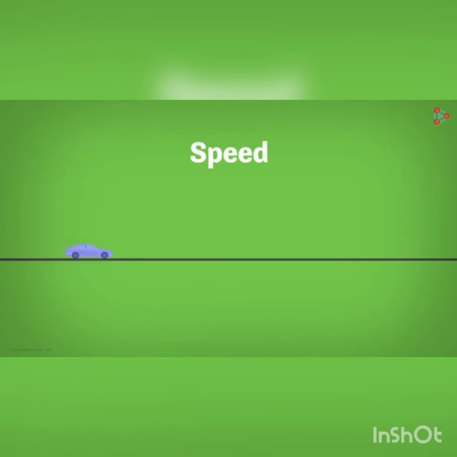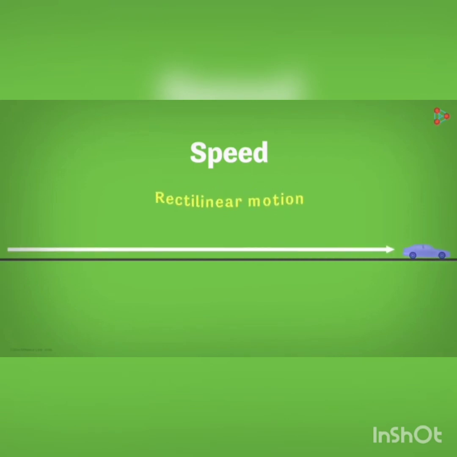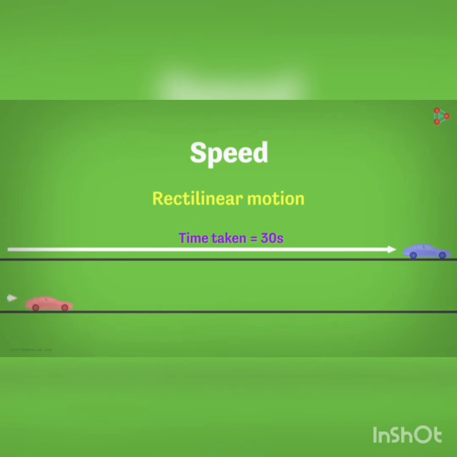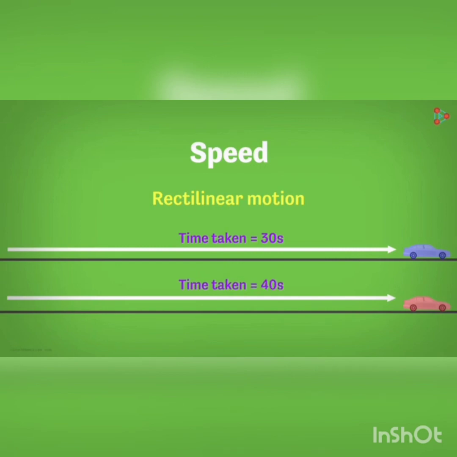Consider a car moving on a straight road. It is in rectilinear motion. Suppose the time it takes to reach the other side is 30 seconds. Now consider another car which is similar to the first one. It's also moving in a straight line path, chasing the first one. The time taken by the red car to cover the same length of the road is 40 seconds. The blue car covered the path length in 30 seconds while the red car covered the same path length in 40 seconds.